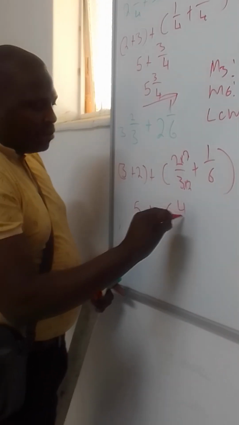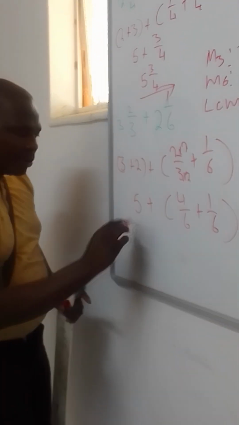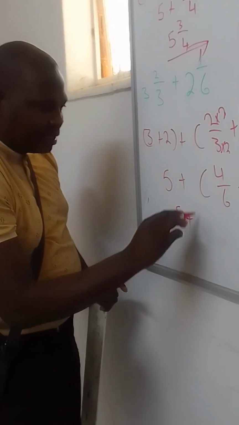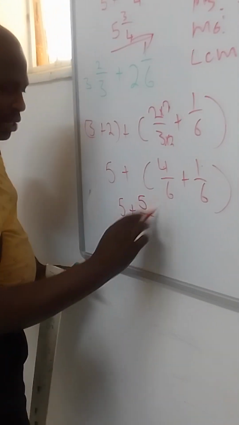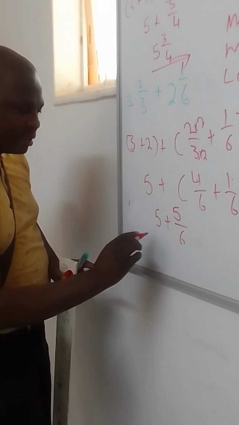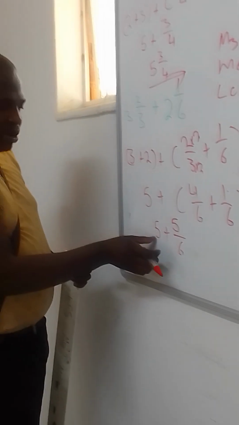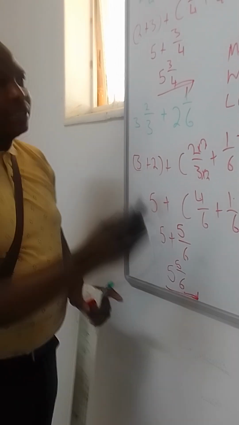So now we get 4 out of 6 plus 1 out of 6. You now have the same denominators. Now you can add. Your whole number will come back as it is, 5 plus, and then you add 4 plus 1, it's 5, and you write only 6. Remember what I said? You do not add your denominators. You do not subtract your denominators. Once you have the same denominators, you write only one denominator and you add the numerators. Then combine your whole number and the fraction, it will be 5 and 5 out of 6. There is your answer.